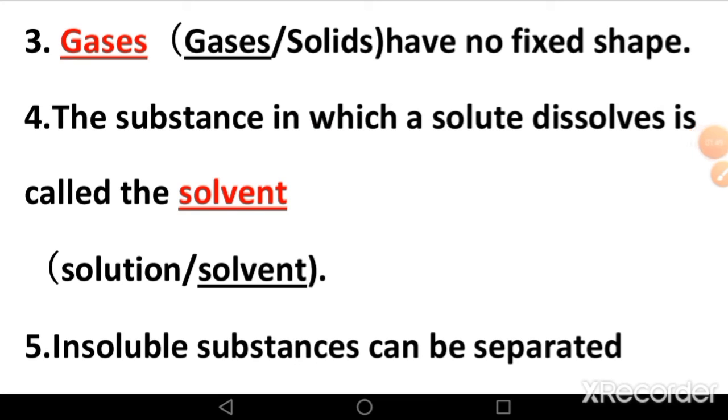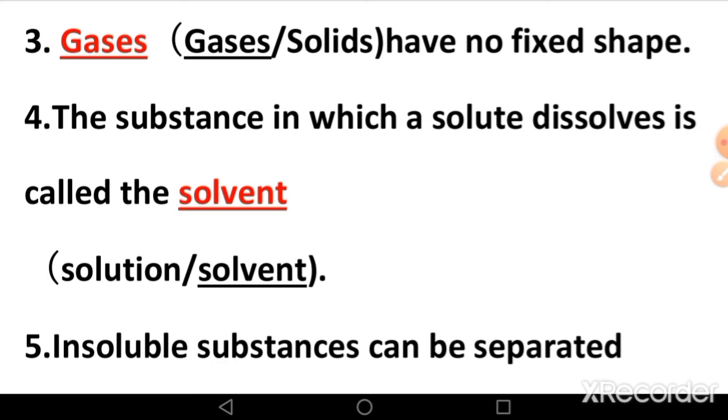Now third, GASES, in the bracket, first option GASES, second option SOLIDS, bracket close, HAVE, NO, FIXED, SHAPE. Gases have no fixed shape.